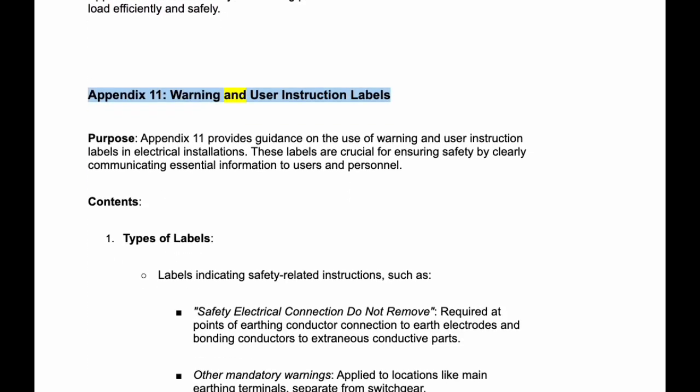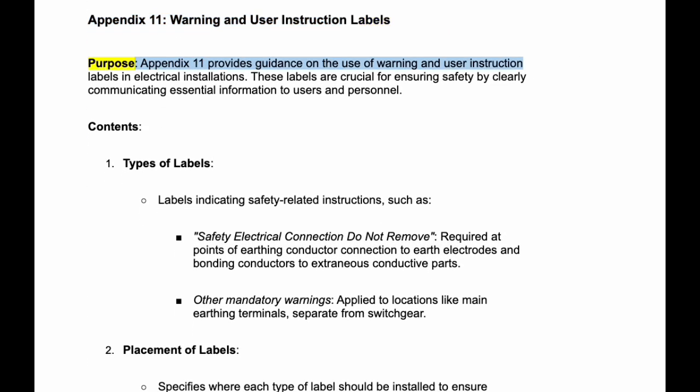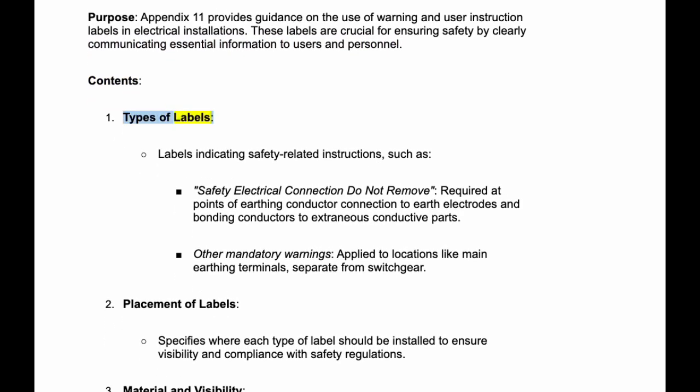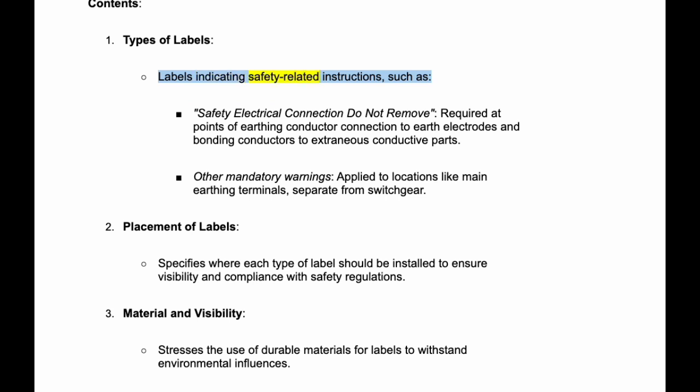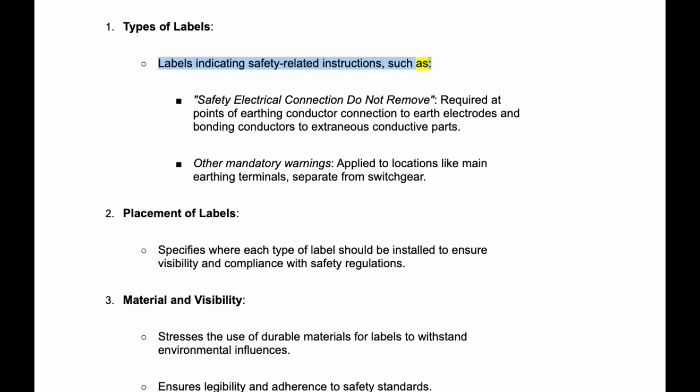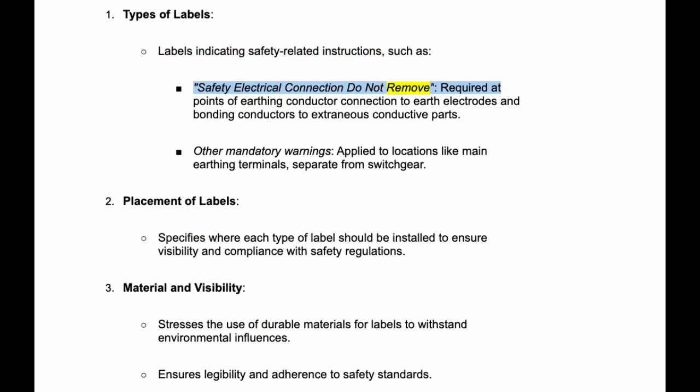Appendix 11, Warning and User Instruction Labels. Purpose. Appendix 11 provides guidance on the use of warning and user instruction labels in electrical installations. These labels are crucial for ensuring safety by clearly communicating essential information to users and personnel. Contents. Types of labels. Labels indicating safety-related instructions such as "Safety electrical connection - do not remove", required at points of earthing conductor connection to earth electrodes, and bonding conductors to extraneous conductive parts.